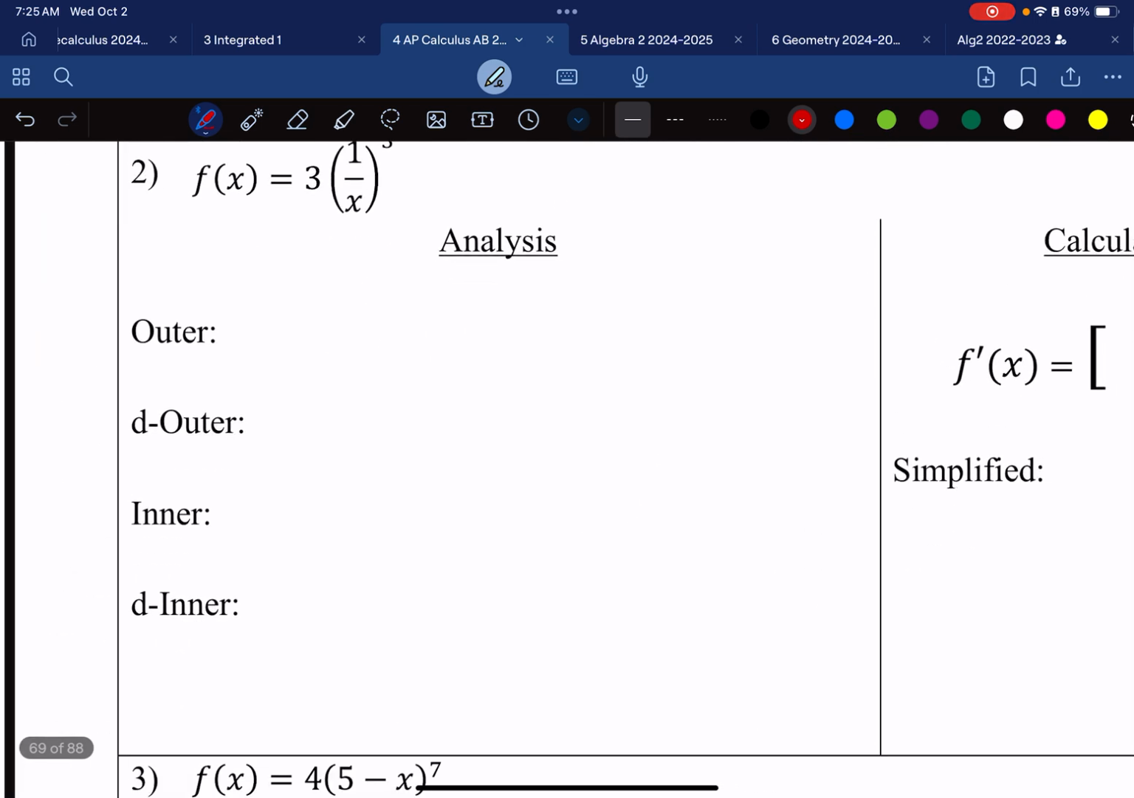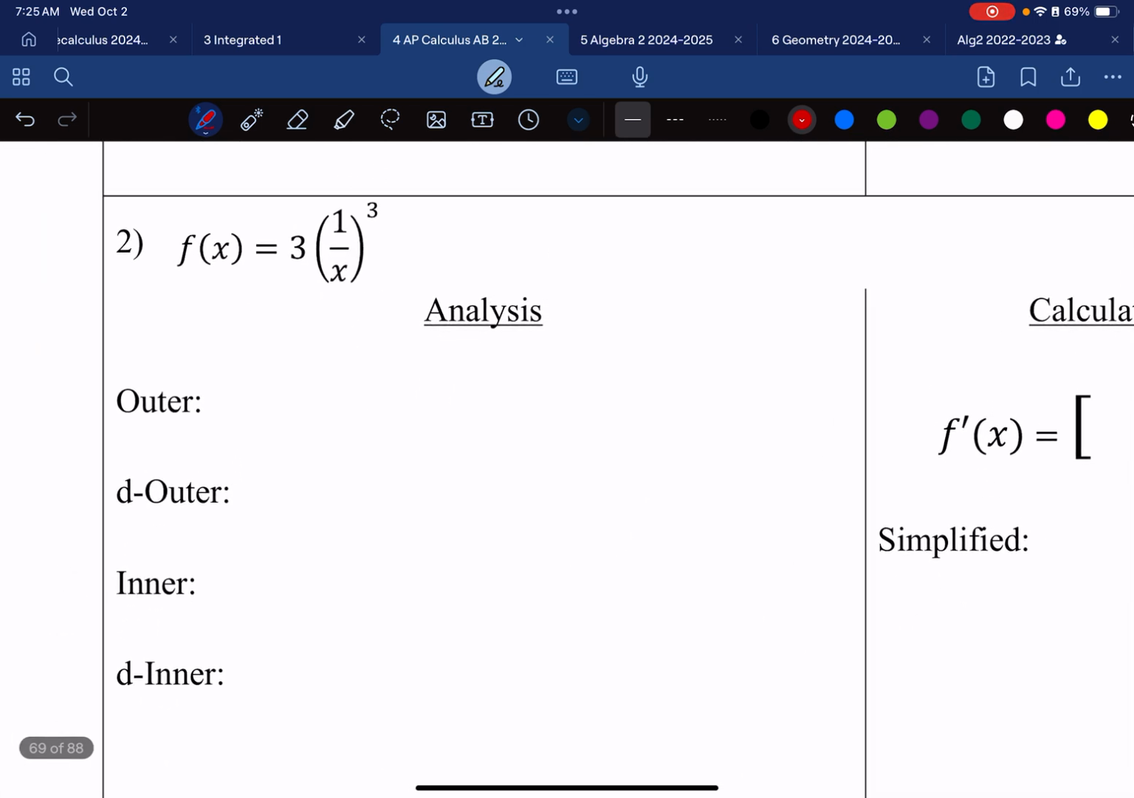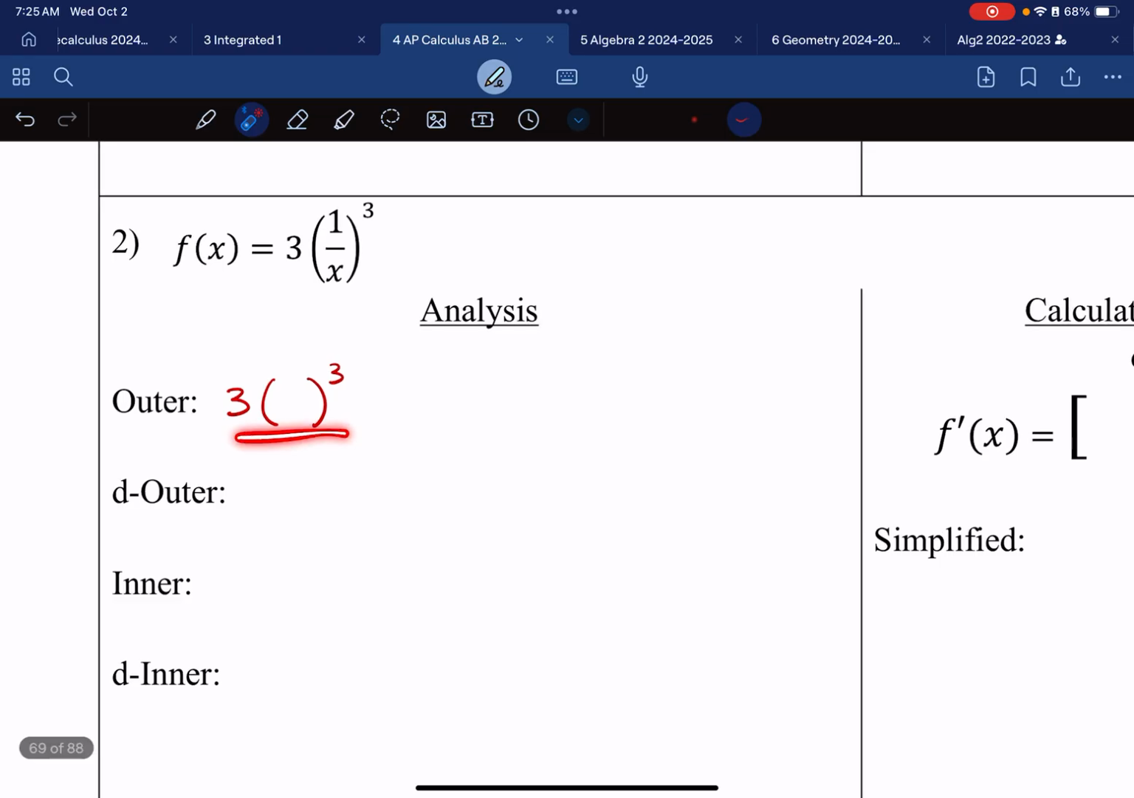Let's do number 2. A little bit harder because we actually have a d-inner that's not 1. For the outer, it's going to be 3 times some stuff to the power of 3. When I take the derivative of that, I identify this is indeed power rule because the exponent is just a number. It's not a variable. 3 is going to be multiplied down in front by the coefficient of 3, and then I'm going to get 3 times 3 is 9 times all of this power. This 3 is going to go down to a power of 2, and I'm done with the d-outer. What is the inner? The inner is 1 over x.